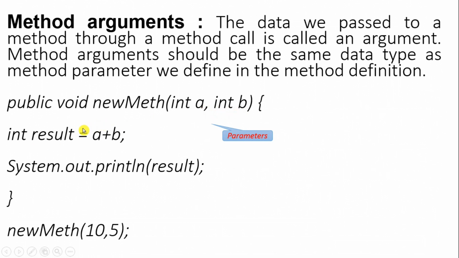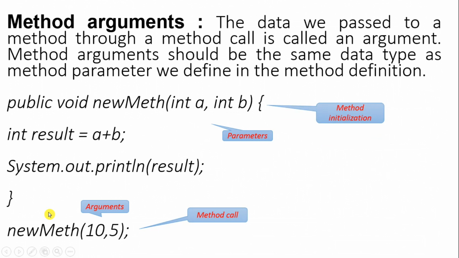Here we have declared another variable, its name is result, in which we are storing a sum of a plus b. Here we can print the value of result. What we get inside we can print using this variable result. This is our method call. We just have to mention here the method name and pass the arguments. The data we pass through this method is called an argument.